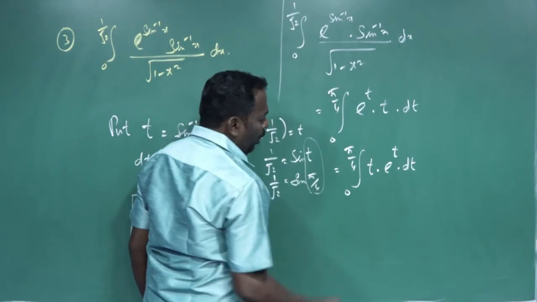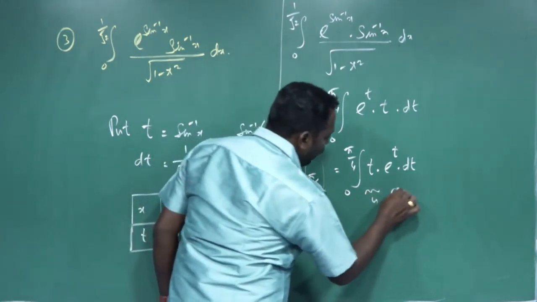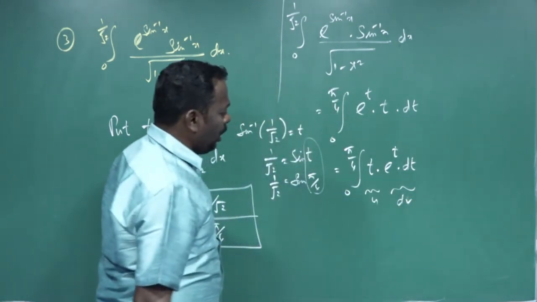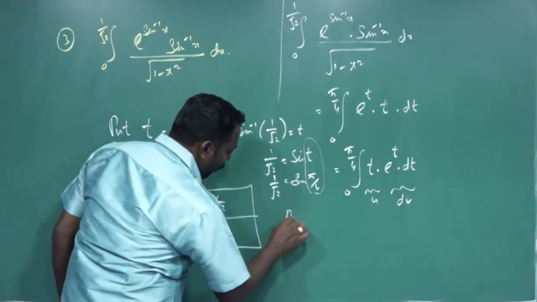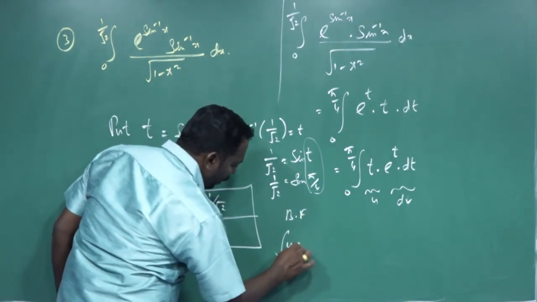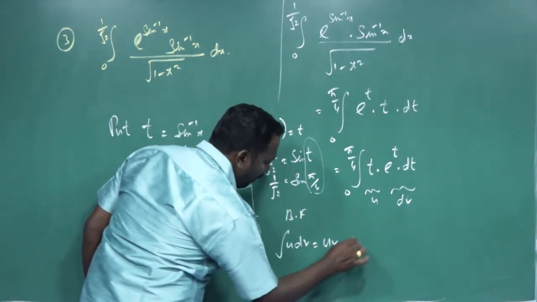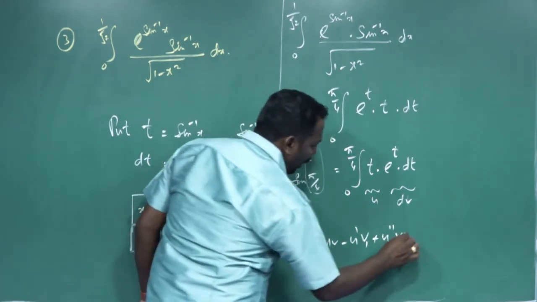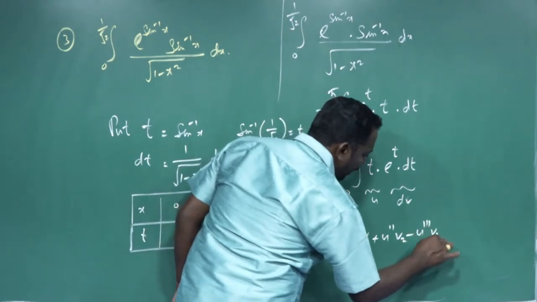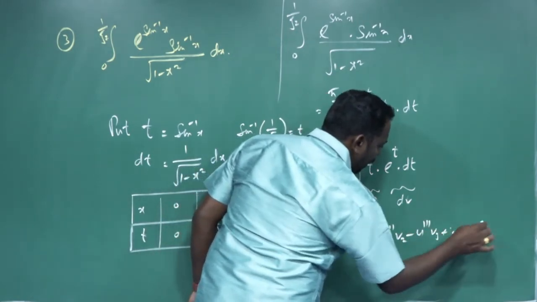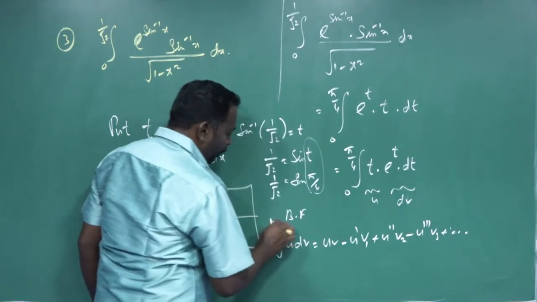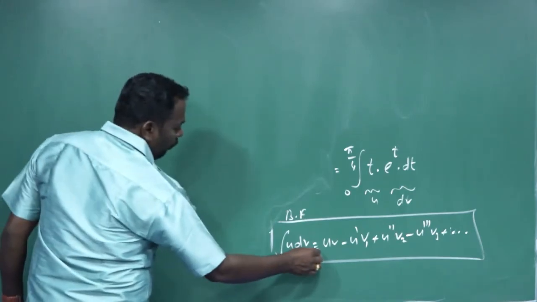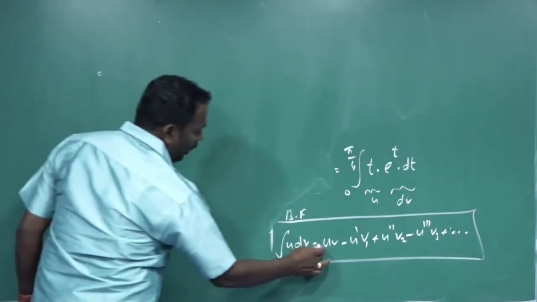Now apply Bernoulli's form, here u equals t and e power t into dt is dv. By applying Bernoulli's formula, the integration of u into dv is equal to u into v minus u dash into v1 plus u double dash into v2 minus u triple dash into v3 plus and so on. This is called Bernoulli's formula, applied here.